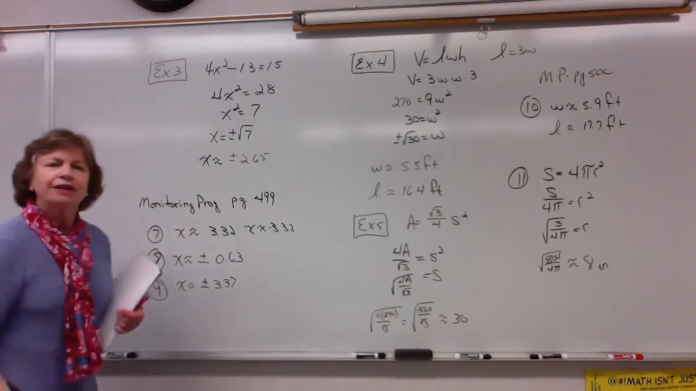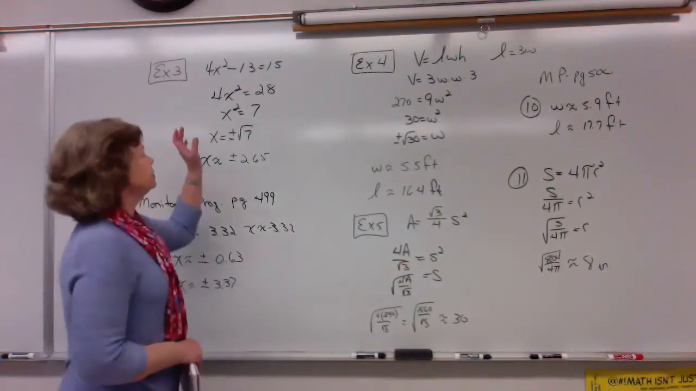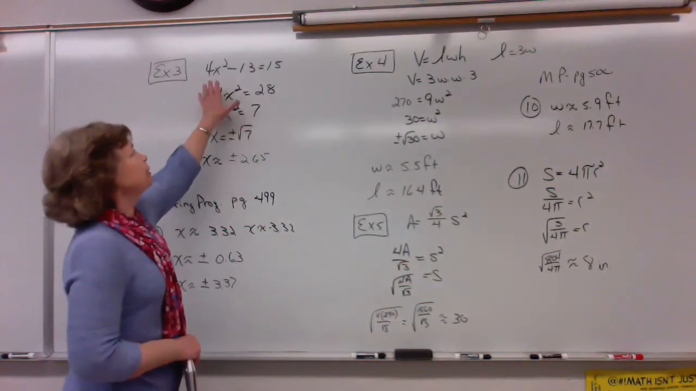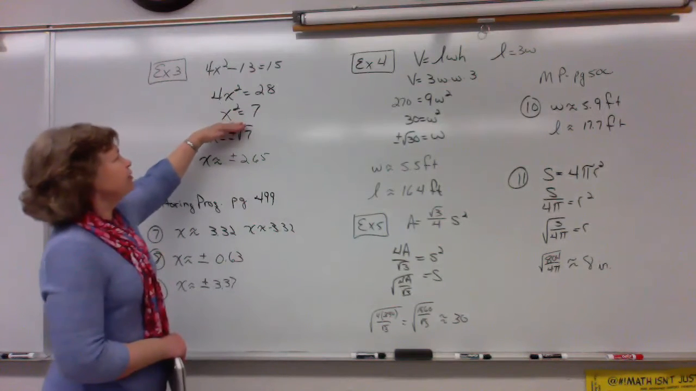picking back up with example 3, where we're approximating square roots. We solve it just the way we had been doing. So we're isolating that x squared term, putting everything on the other side, solving for x.